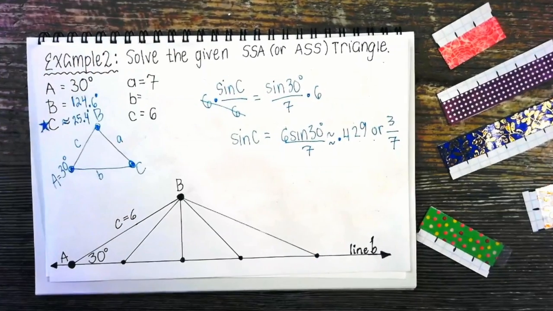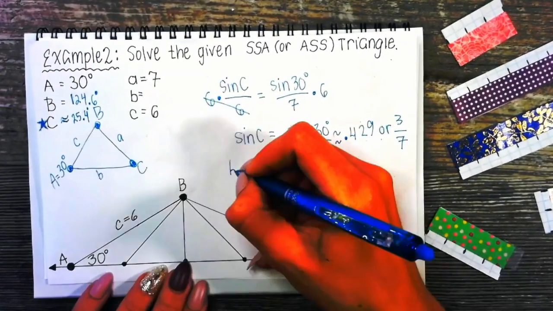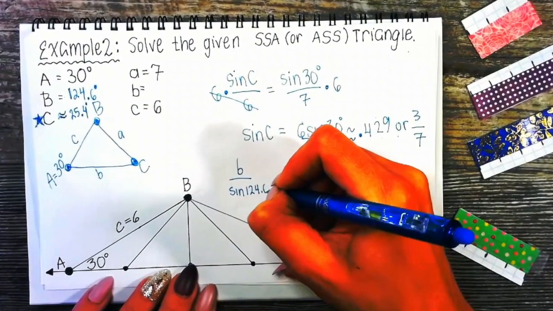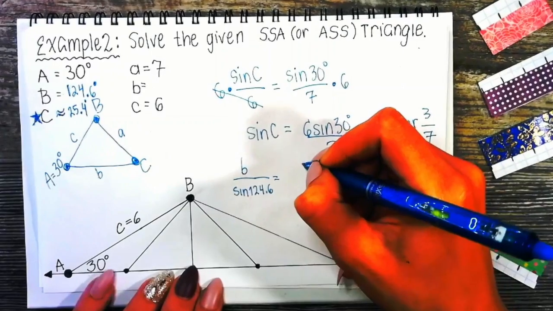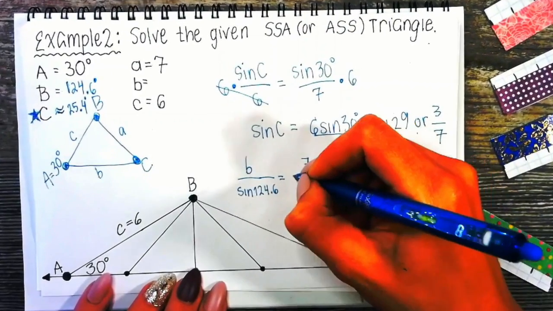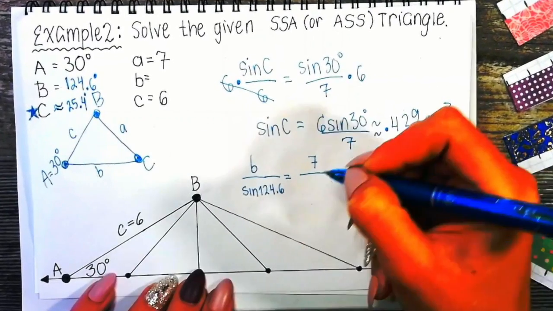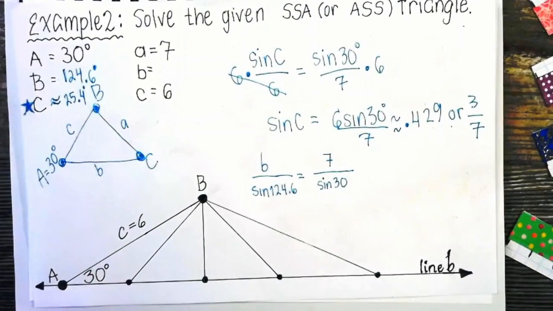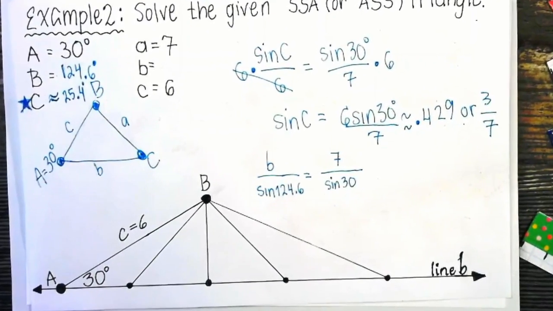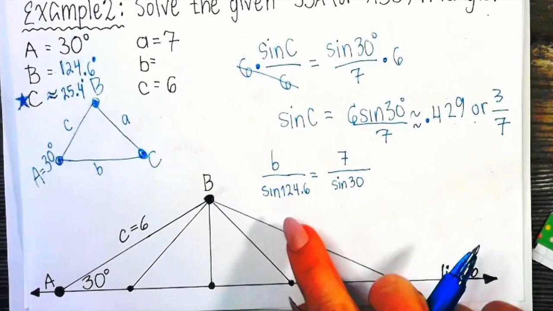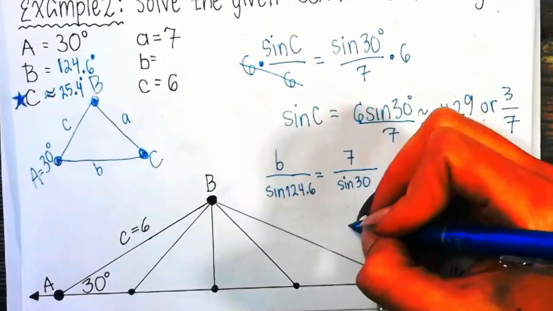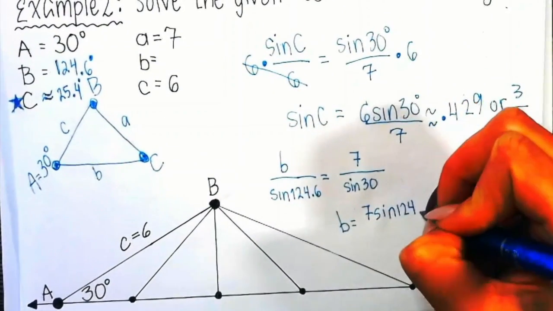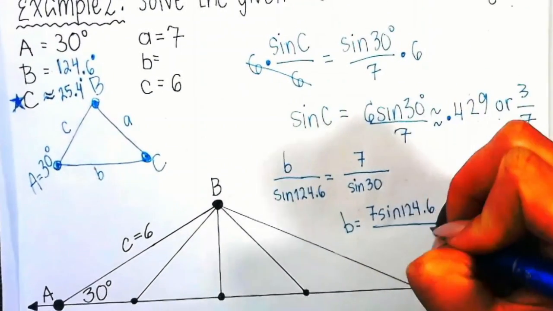Last thing I need to do is find side B. B over sine of 124.6 equals, here's where I go back to my original dimensions, so 7 over sine of 30. I don't need to use trig inverse for this question, so it's a little bit easier. I'm going to multiply both sides by the sine of 124.6. That means B equals 7 sine 124.6 over the sine of 30.